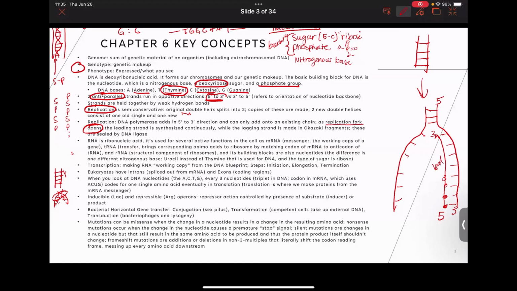As we open up this one, which was 3 to 5, we can't add in this direction. It's not going to work. So what we can do, this is a little off from my pen, so just give me a second. So what we can do is, as it opens up, add in the 5 to 3 direction. And so this is the lagging strand, the one that's made in fragments. And those fragments are called Okazaki fragments.